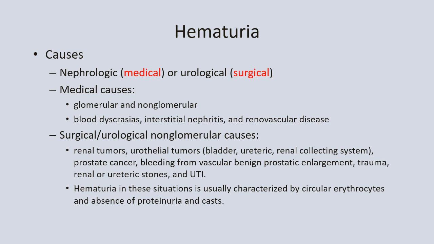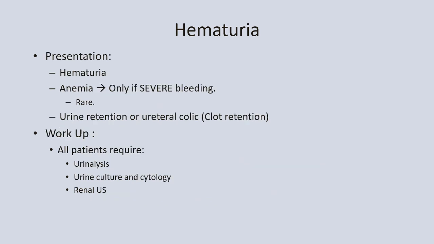Now, the urological or surgical types of hematuria are going to be largely caused by some form of cancer, tumors, also possibly stones and or UTI. So the presentation of hematuria is obviously going to be blood in the urine. Anemia is possible, albeit very rare, and this only occurs if it's severe bleeding.